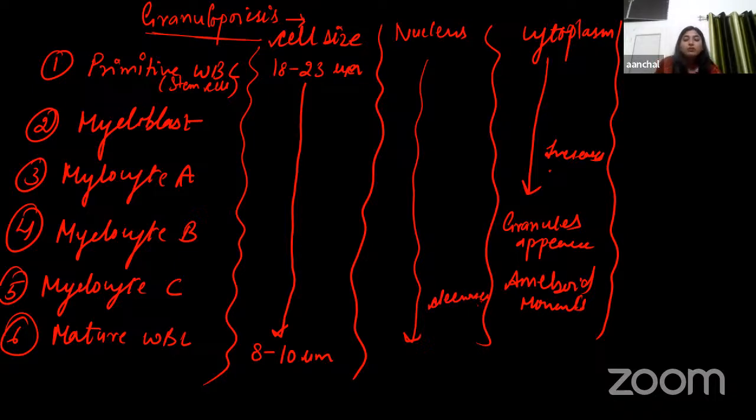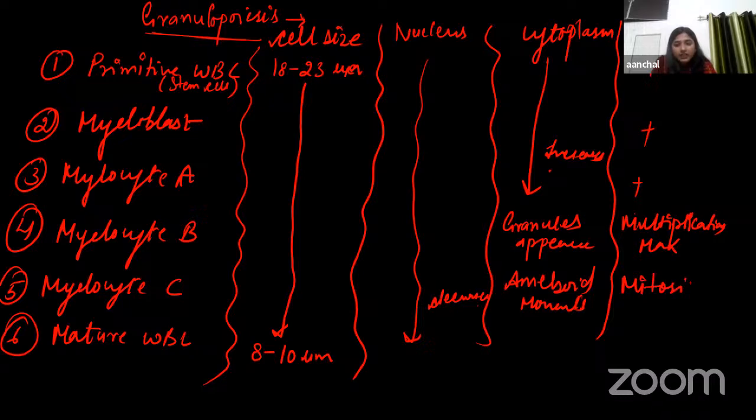Right? Now, talking about the cell division. In each and every stage of granulopoiesis, there will be division through mitosis, but the multiplication will be maximum. In which stage? The multiplication will be maximum in myelocyte B. Okay, and in myelocyte C, the mitosis will finally stop.